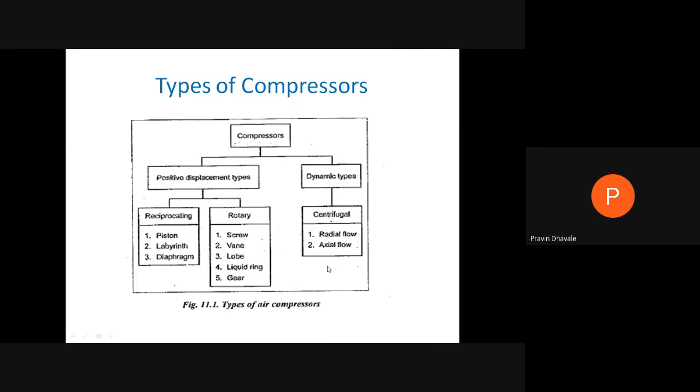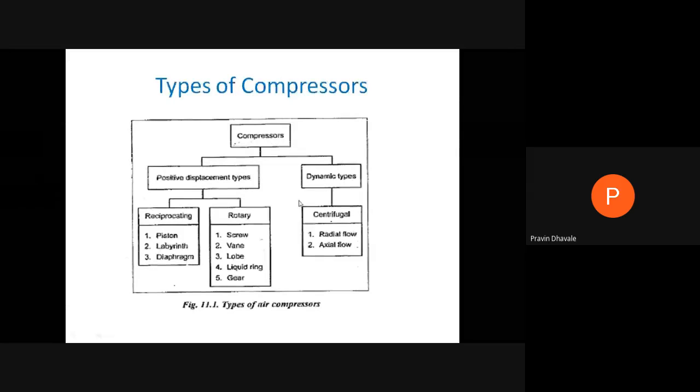That is nothing but initially we have to provide certain velocity, then convert that velocity into static pressure. Then we see the classification of the compressor. Mainly it will be divided into two types, positive displacement type and dynamic type. The positive displacement type will be divided into two main categories, reciprocating and rotary. In reciprocating, we studied the piston and cylinder arrangement. In rotary, we have studied screw, vane, and lobe. Also, the gear compressor is used.